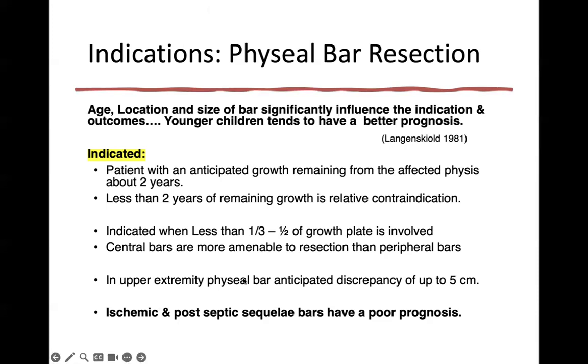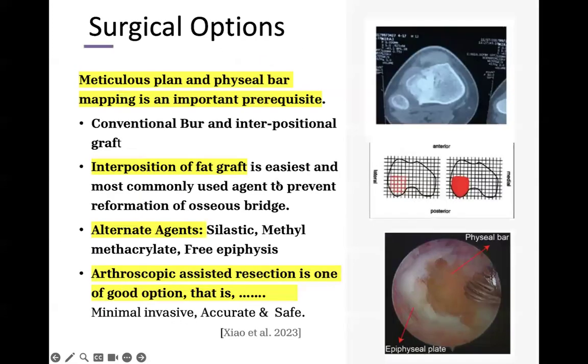It is also indicated when less than 1/3 to half of the growth period is involved, which gives good results. Central bars are more amenable to resection than peripheral bars. In the upper extremity, a physeal bar with an anticipated discrepancy of up to 5 centimeters is an indication for surgery, while ischemic and post-septic sequelae bars have a poor prognosis.